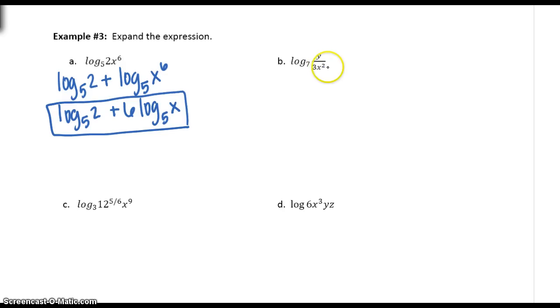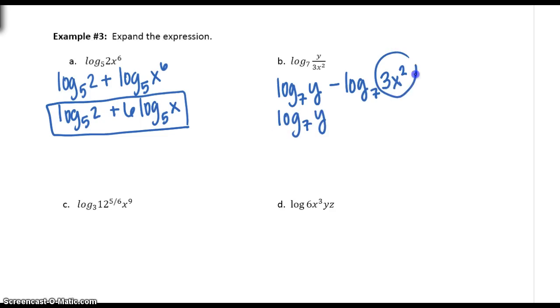Don't pull that 2 out or anything, so 2's only on the x, and we don't have the x isolated yet. But we do have division, and division means you can subtract. So log base 7 of y minus log base 7 of 3x to the 2nd, okay? So this you can't do anything with right here. But over here, that exponent of 2 is only on the x. So you cannot bring it out yet.